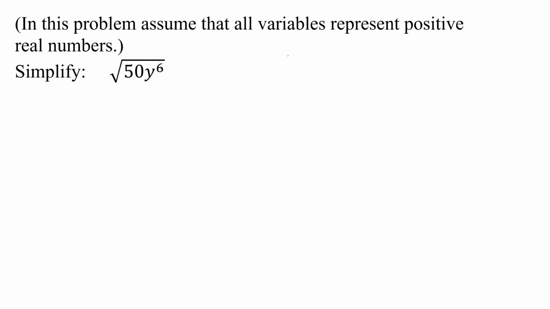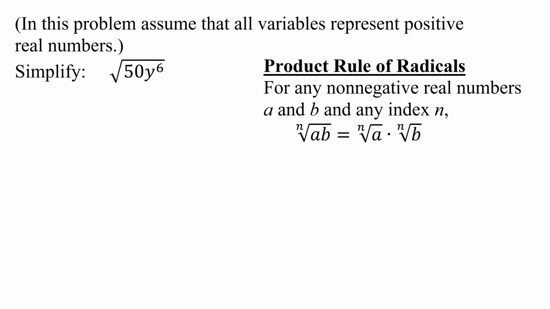So I'm going to have to use the product rule of radicals that says the nth root of a times b equals the nth root of a times the nth root of b. Notice this works with products, things that are multiplied together. It wouldn't work if I had a plus b or a minus b.